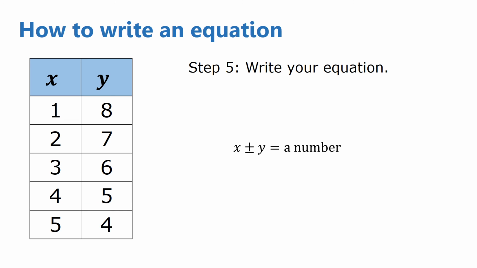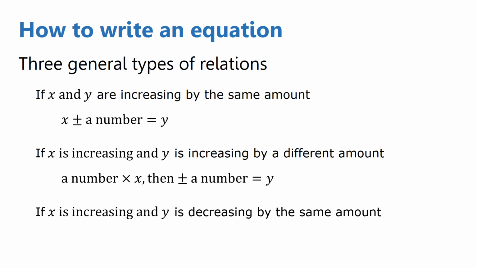So now we can write our equation. x plus y equals 9. So if x is increasing and y is decreasing by the same amount, then it's x plus or minus y to give us a number.